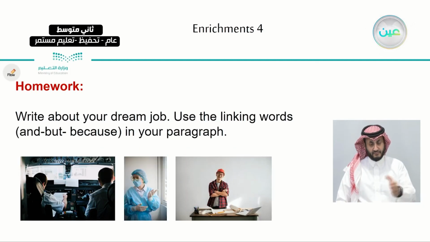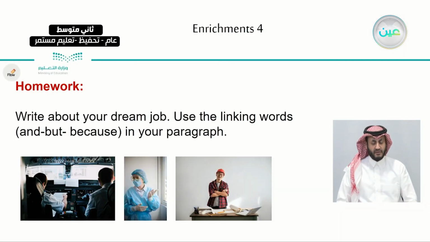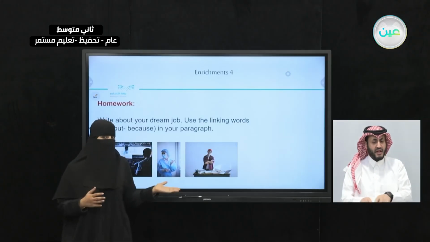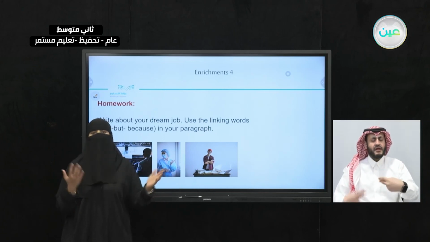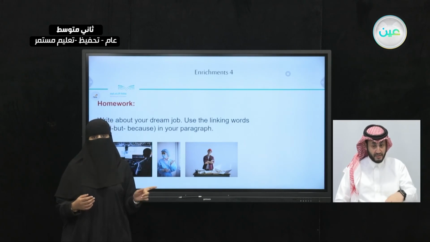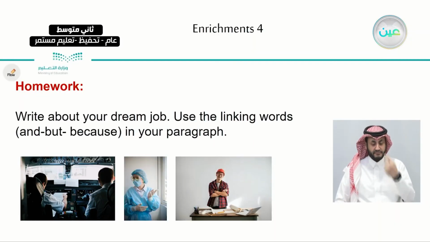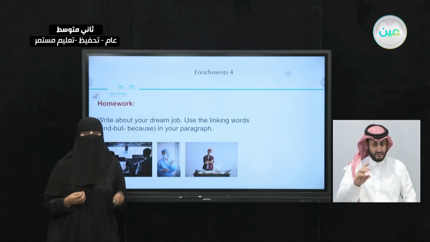Now, for your homework, what are you going to do? I want you to write about your dream job. Use the linking words and, but, and because in your paragraph. So this time I didn't give you questions so you can answer it. I want you to write whatever you like about your dream job. But the condition in this question, you have to use these linking words, and, but, and because. So to connect similar words or ideas, use the word and, but for contrasting, and because to give a reason.